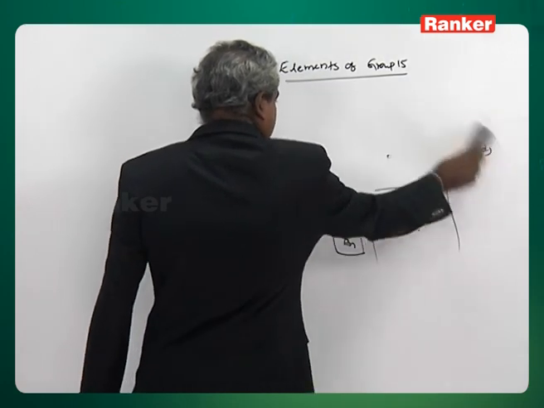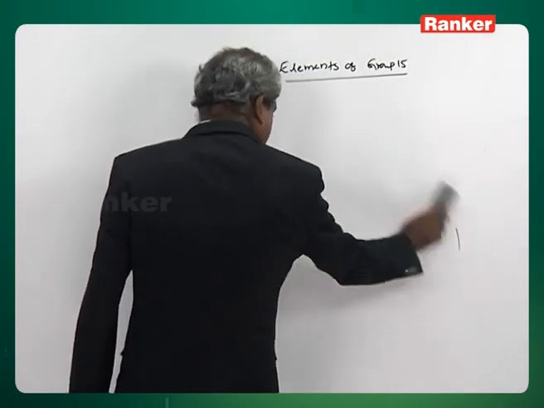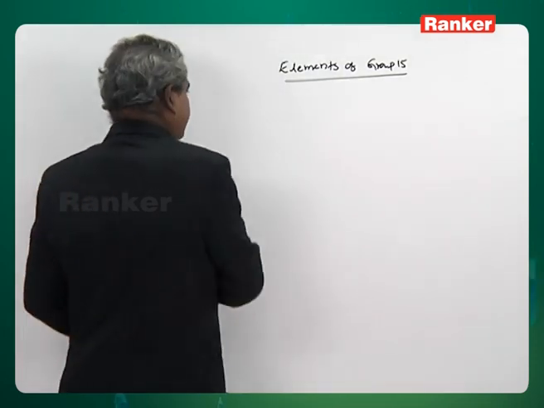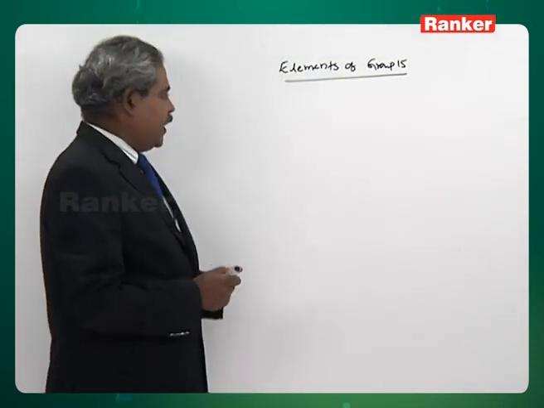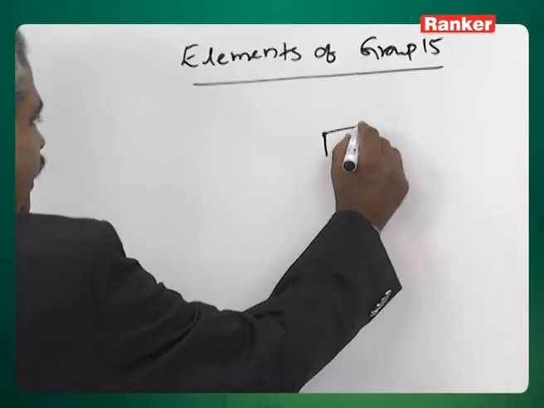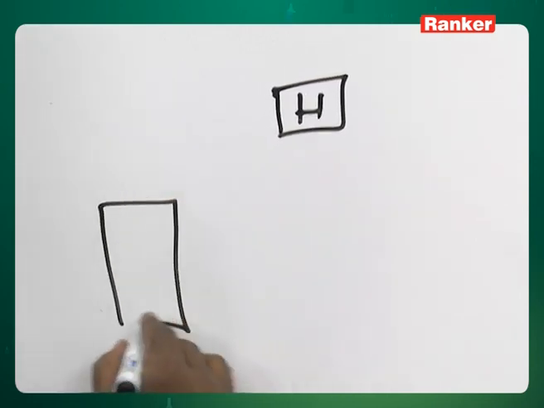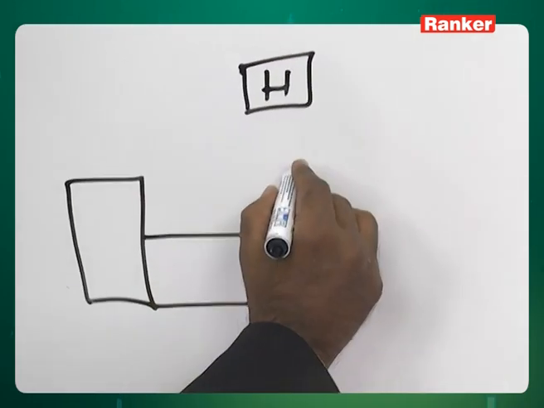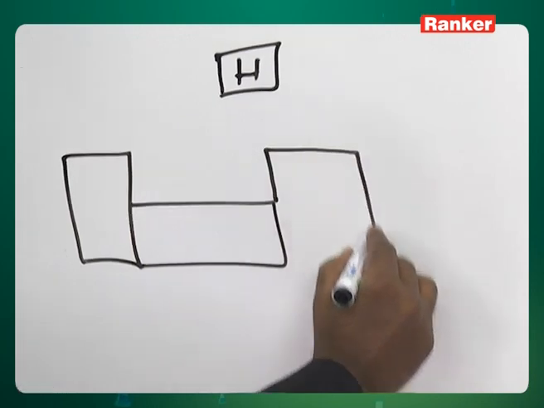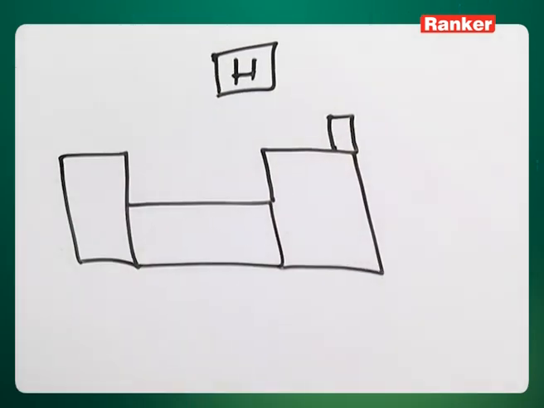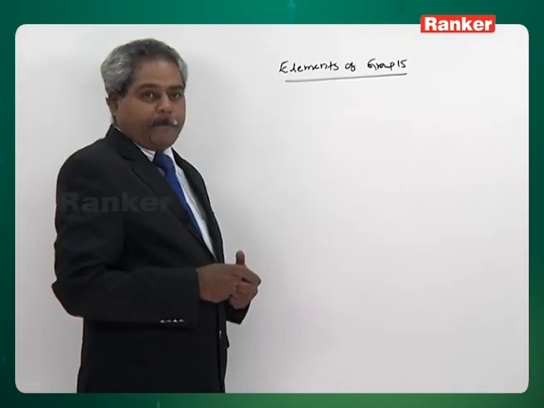So all these gases are present in the P block only, except of course hydrogen, which is written separately in the periodic table. Hydrogen has its own place. You can say H block, a block for itself. The S block, and this is the D block, and this of course is the P block, including helium.